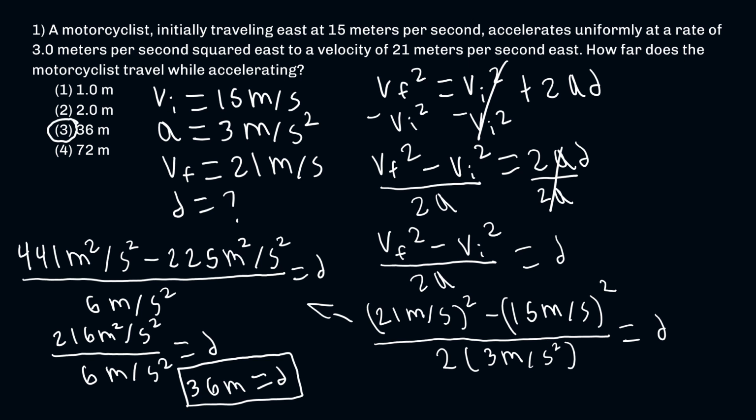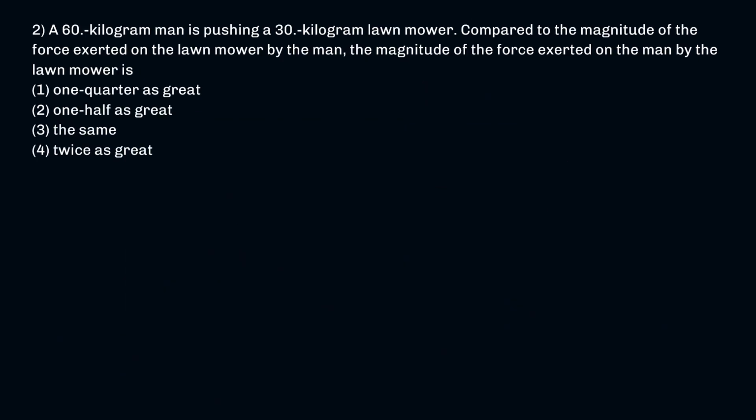All right, so moving on to our next example. Example number 2. We have a 60 kilogram man pushing a 30 kilogram lawnmower. Compared to the magnitude of the force exerted on the lawnmower by the man, the magnitude of the force exerted on the man by the lawnmower is. All right, so there's a lot of reading to go through here. For the most part, what you want to do is take out that this has to do with forces, because it's saying the magnitude of the force.